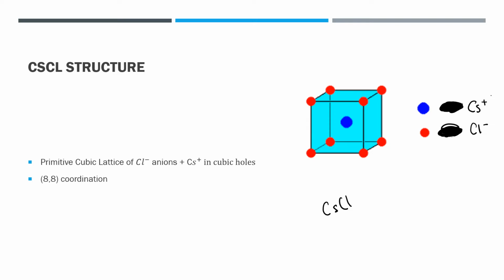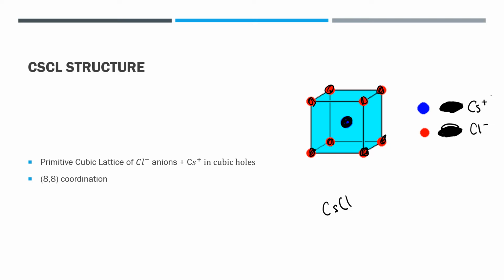And in this structure, you see that we have a primitive cubic lattice of chloride anions. So we have these anions that are forming a primitive cubic lattice. And remember, in a primitive cubic lattice, we have cubic holes. So the cesium plus fills the cubic holes, which is right in the center of the cube.